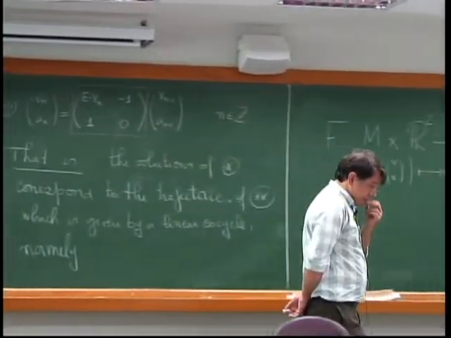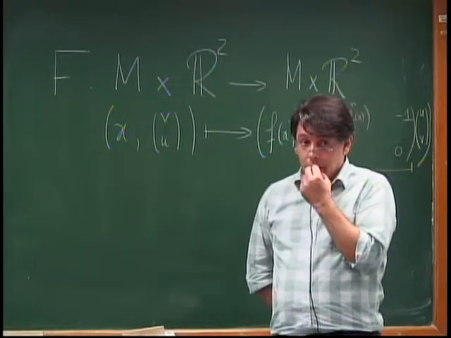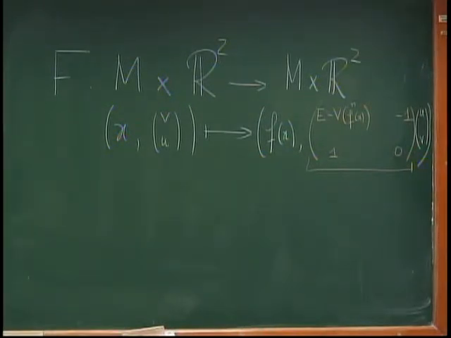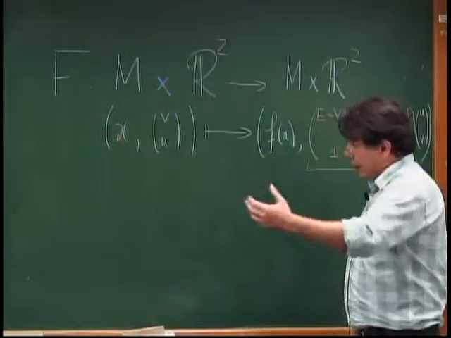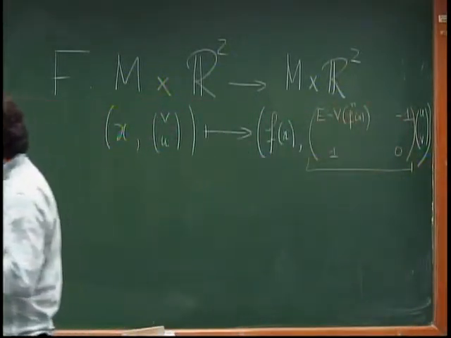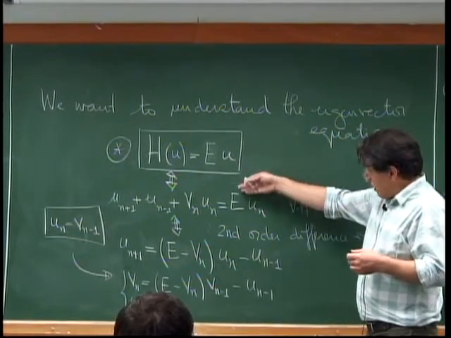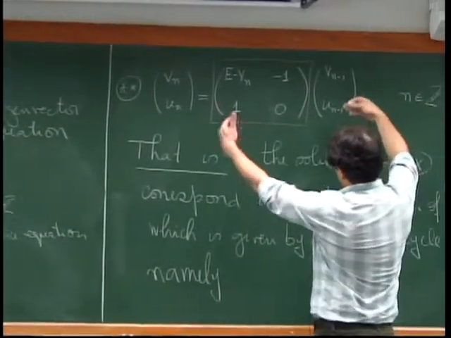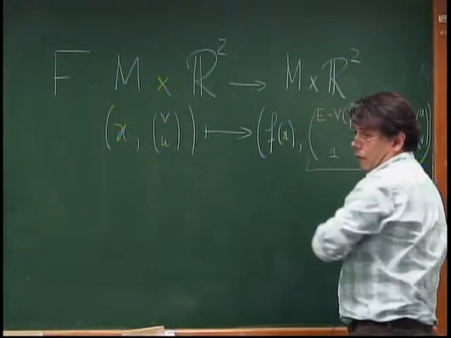So maybe you are not impressed by what I achieved here. I started with an equation, but I want you to be impressed. I started with an equation in spectral theory. We want to find the eigenvalues of this linear operator and the eigenvectors. And I told you that if you want to find, say, the eigenvectors, that's the same thing as calculating the trajectories given by this iterating procedure, which is just this linear cocycle.